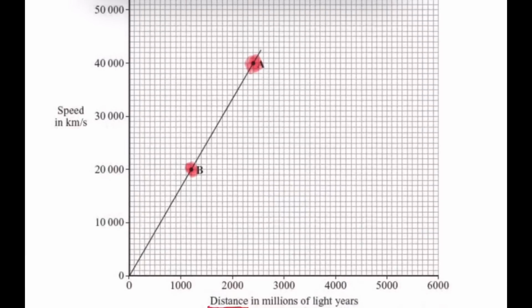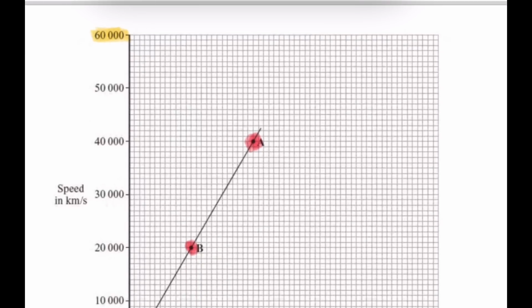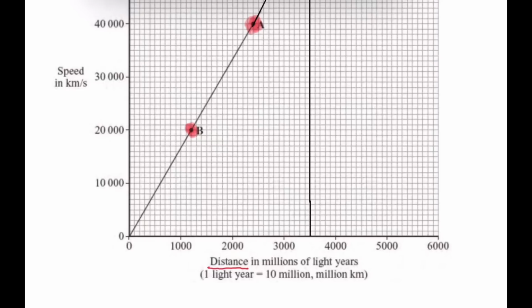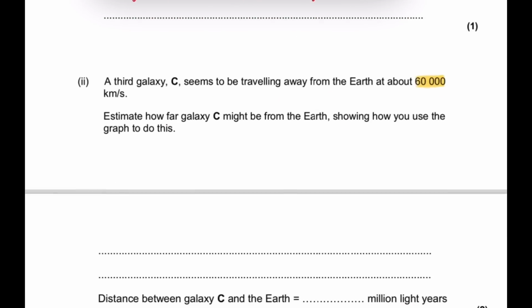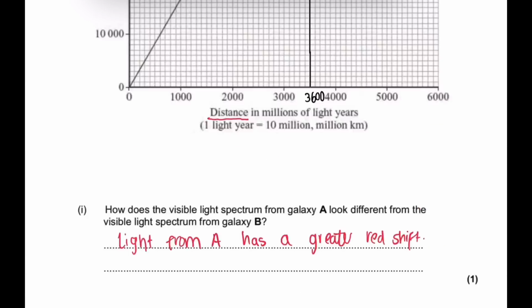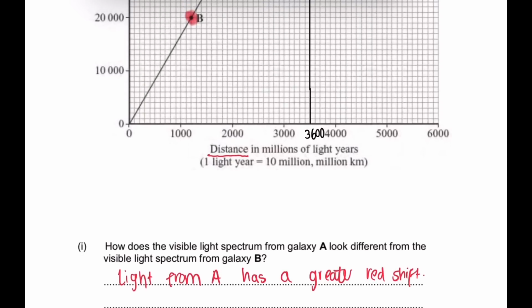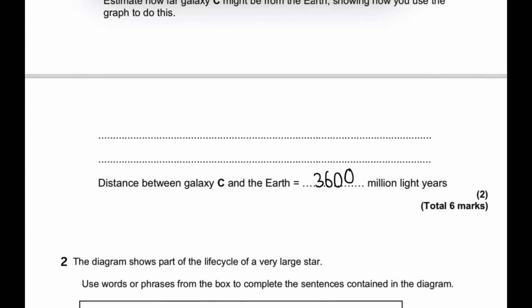So what we're going to do is go back to the graph, and if we're trying to find 60,000, which is up here, we are going to do a line of extrapolation, which means we're just going to extend the line and see how far it goes. So now that is 60,000, and we're going to take our line down, which is going to be around 3,600. So that is exactly how we're going to do it. So mark number 1 will come from actually showing it on the graph, and mark number 2 is actually reading it from the graph and putting down your answer.